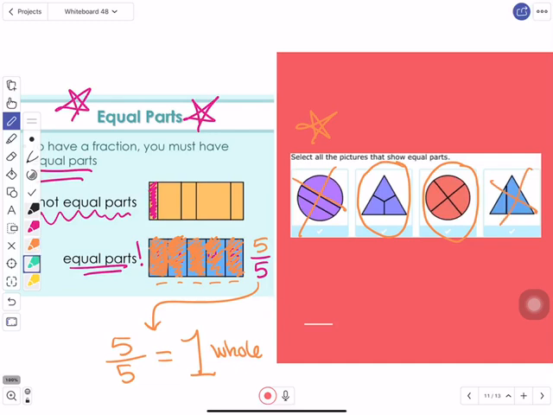Here we have 1/3, 1/3, 1/3. Together, those 3/3 make up the 1 whole. Here we have fourths, 1/4, 1/4, 1/4, 1/4. That would equal 4/4 total, or 1 whole.